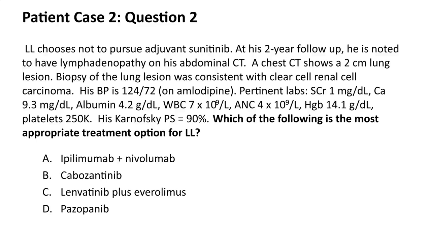Which of the following is the most appropriate treatment option for LL? Ipilimumab plus nivolumab, cabozantinib, lenvatinib plus everolimus, or pazopanib? And the best answer here is pazopanib. He has a favorable risk. He has 2 years from diagnosis until he will start systemic therapy, and all of his labs are normal. So for favorable risk, a TKI alone like pazopanib would be the best option of what is listed here.